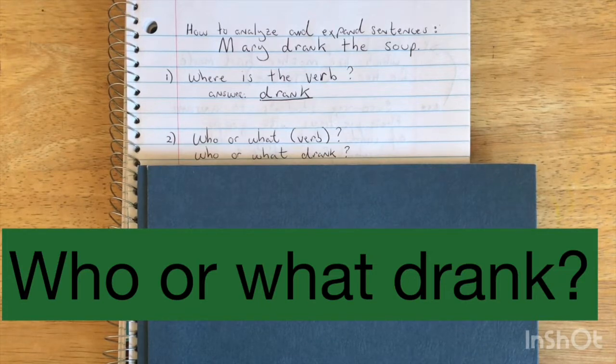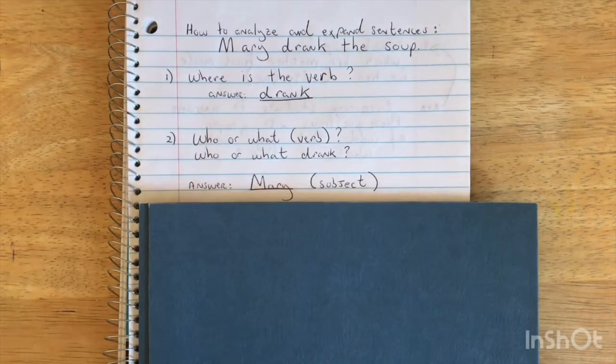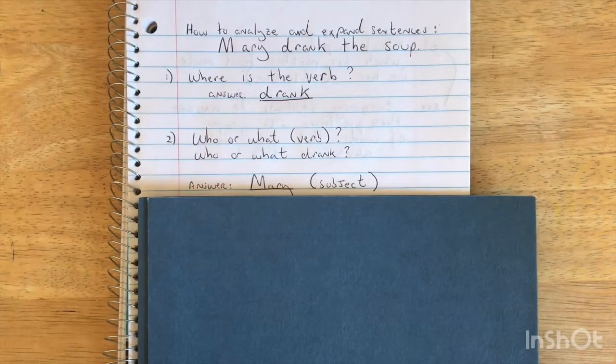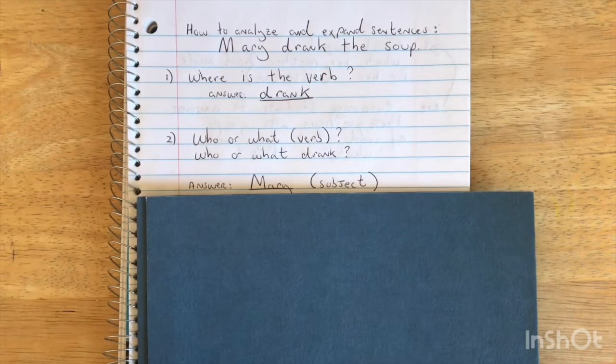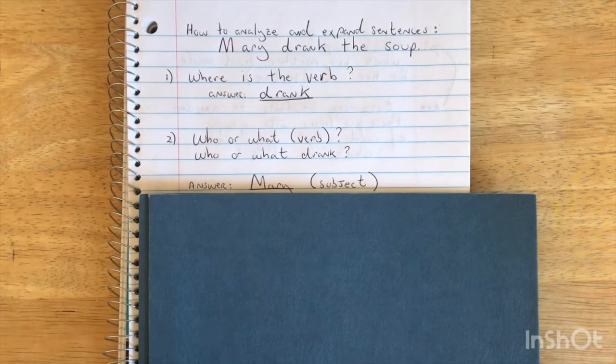So who or what drank? Well, take a look at your sentence. Who or what drank the soup? And by now you probably know the answer. The answer is Mary. Mary is therefore my subject, okay? Mary drank the soup, and I'm going to write Mary as my answer and write the word subject right next to Mary to indicate that I understand that Mary is my subject. All right, so far so good. We know where the verb is. The verb is drank. We know the subject of our sentence, Mary.